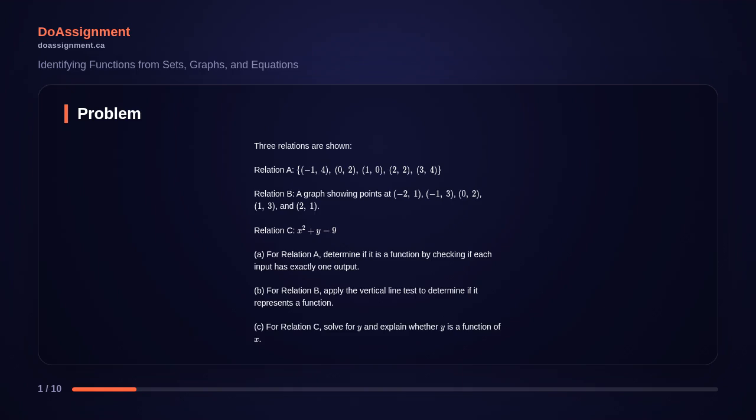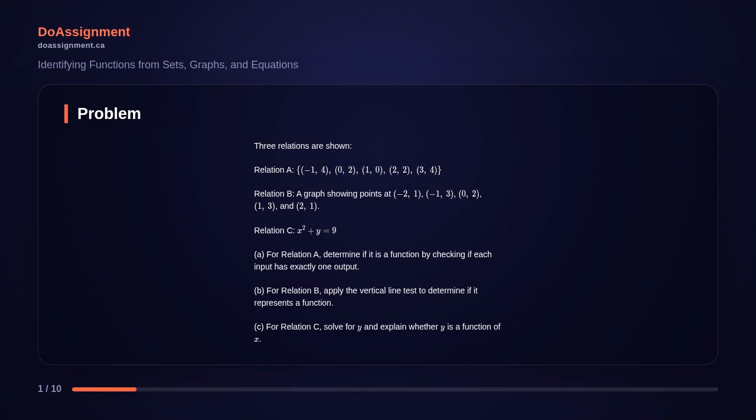Three relations are shown. Relation A is the set of ordered pairs (-1, 4), (0, 2), (1, 0), (2, 2), and (3, 4). Relation B is a graph showing points at (-2, 1), (-1, 3), (0, 2), (1, 3), and (2, 1). Relation C is the equation x squared plus y equals 9.